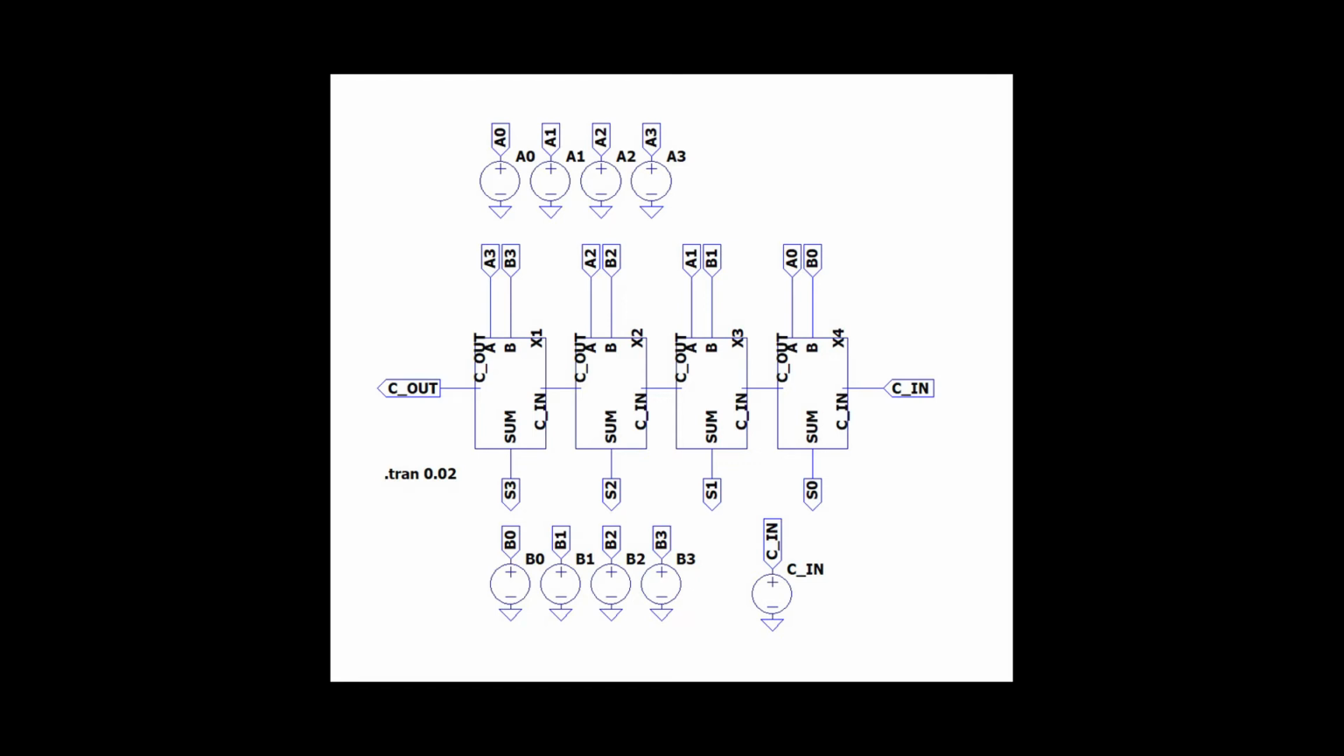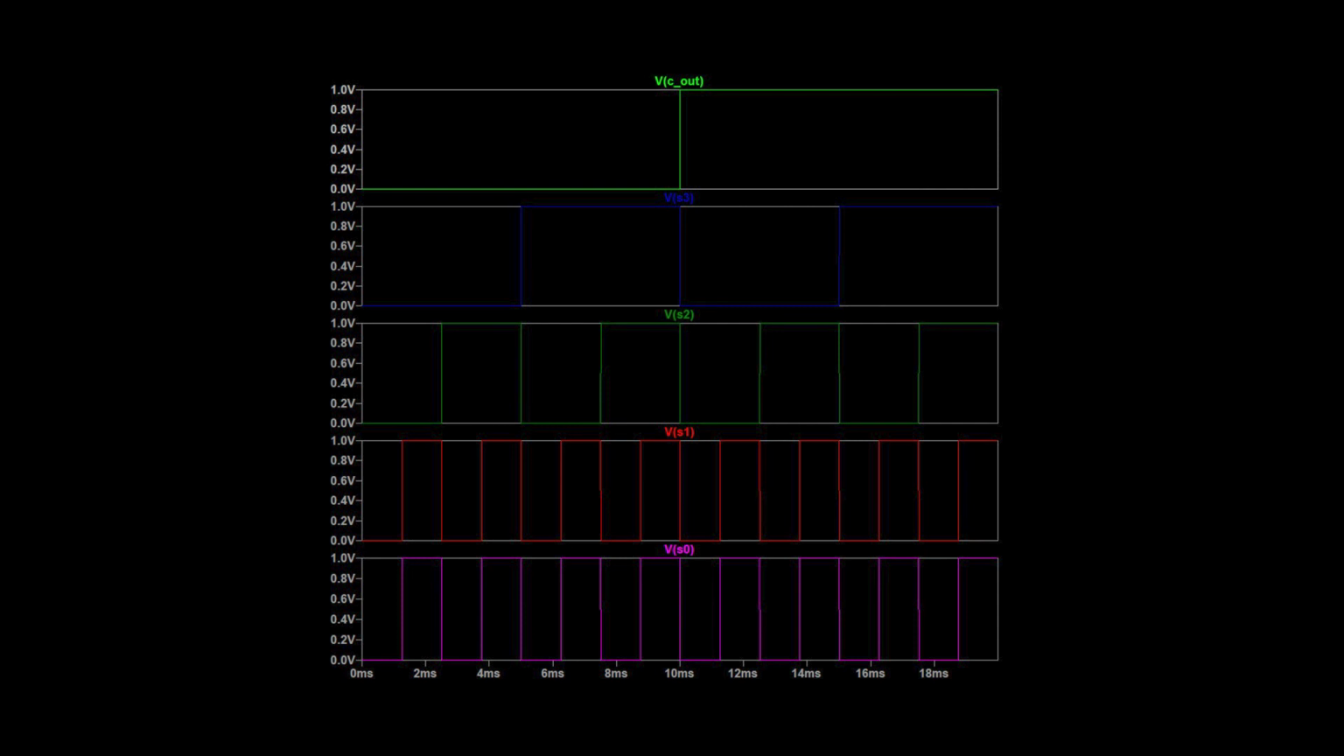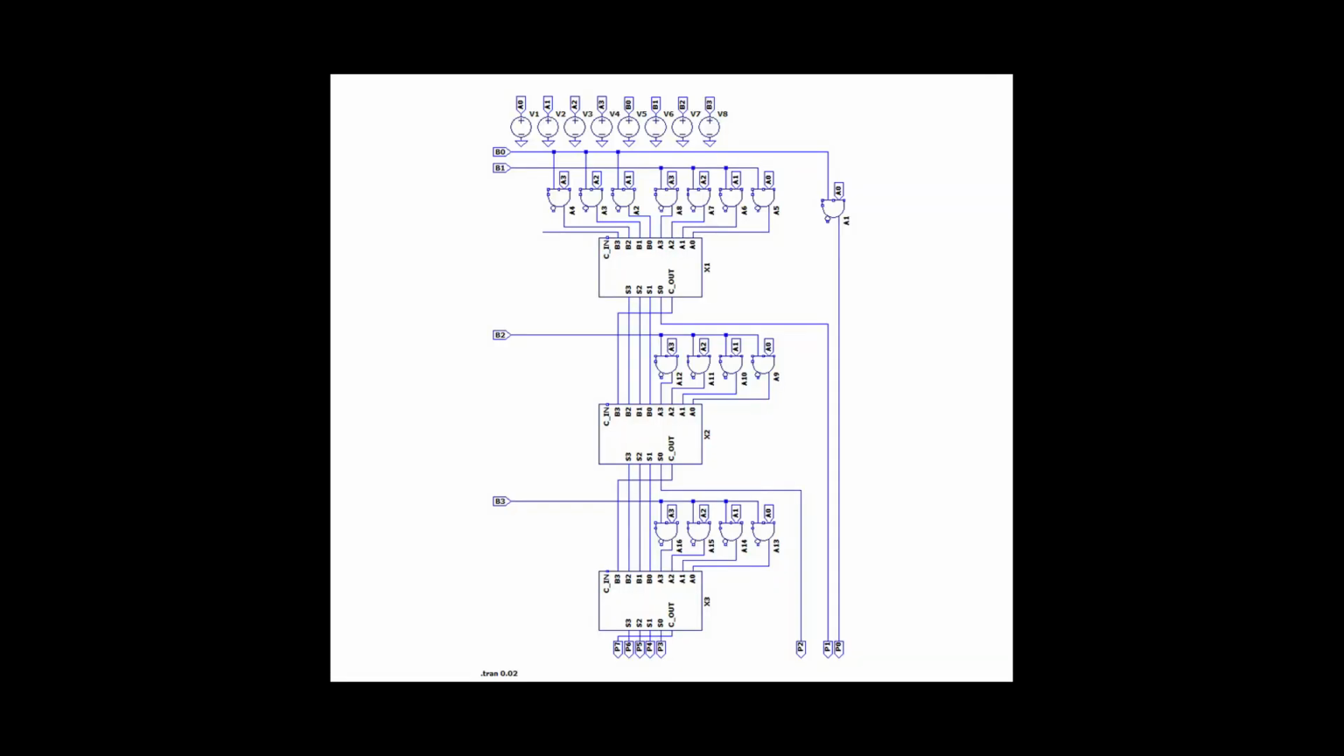Then CO1 will be serially sent to the successive full adder FA1 to perform the second addition, producing sum S1 and carry out CO2. The same operation will be repeated until the most significant bit, MSB, of the sum is produced, along with CO4. S3 and S2 are then recorded to form the result with S1 and S0. So this is the input and output of the 4-bit adder shown in the figure.